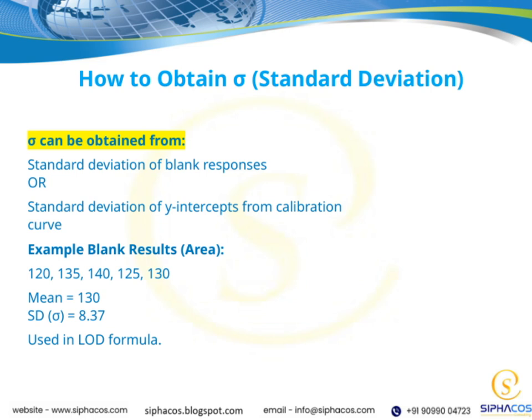For example, let's consider some blank results based on area measurements: 120, 135, 140, 125, and 130. When we calculate the mean of these, it comes out to 130, and the standard deviation, sigma in this case, is about 8.37. This value of sigma is crucial because we use it in the limit of detection formula, helping us understand the smallest amount of analyte that can be reliably detected with our method. So, whether you use the blank responses or the calibration curve intercepts, getting an accurate sigma is key for establishing the sensitivity of your analytical method.